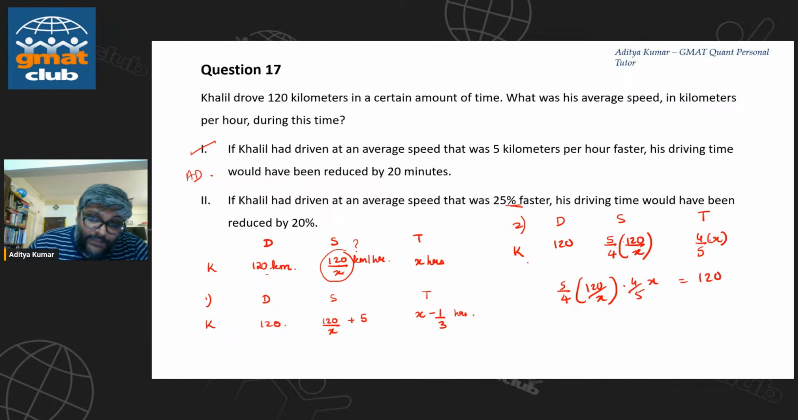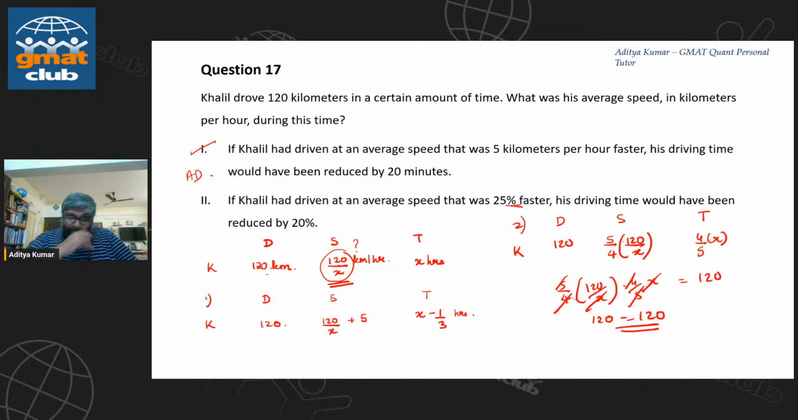See what happens in this. The 5 cancels. It's like cyclic logic, right? 4 goes, x also cancels out, and I'm going to end up getting 120 is equal to 120, which is like cyclic logic. It's not giving me a value for x. I need to solve for 120 by x. For me to solve for 120 by x, I need the value for x. So this is where you'll have to do the working.